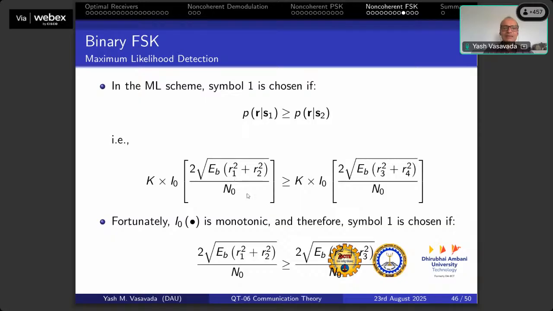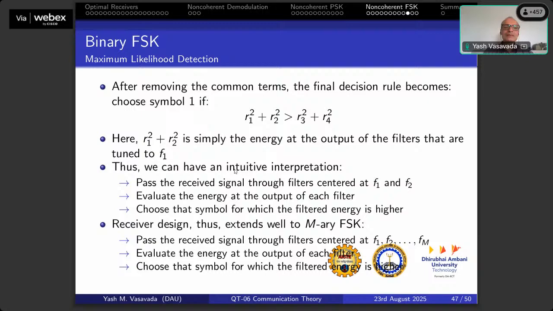And I just look at the argument of that function. Once I look at the argument, I say that, okay, the N0 term is constant, it goes away. I don't care about the square root because the square root is also a monotonic function, and I can square both the sides. The scalar 2 is also constant, cancels out. EB is a constant, cancels out. And so finally, it boils down to deciding whether R1 squared plus R2 squared is bigger than R3 squared plus R4 squared. This is called a square law detector.